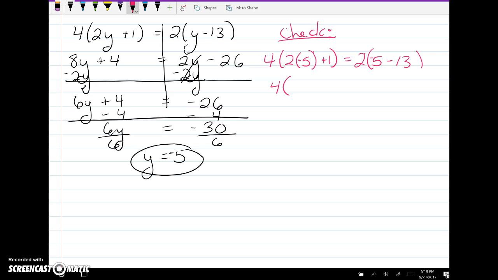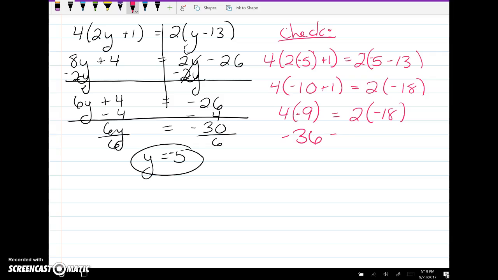Okay, 4 times (2 times negative 5 is negative 10, plus 1) equals 2 times (negative 5 minus 13 is negative 18). 4 times negative 9 is negative 36 equals 2 times negative 18. I have negative 36 equals negative 36, which is correct work, because my check works out.